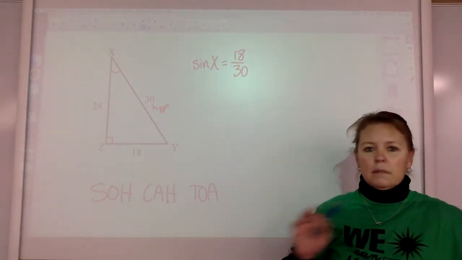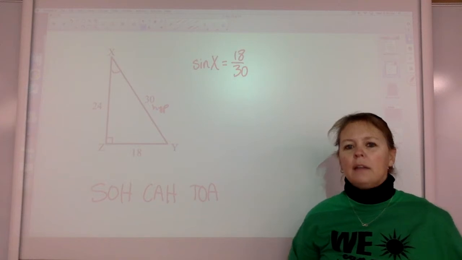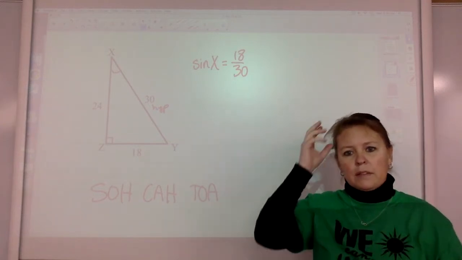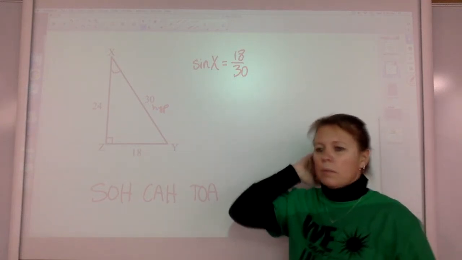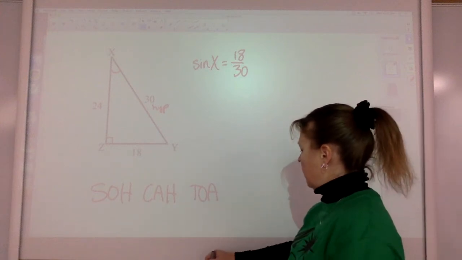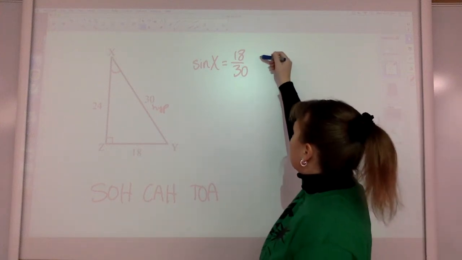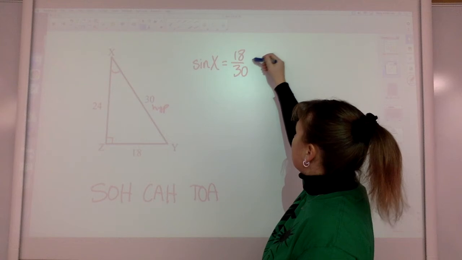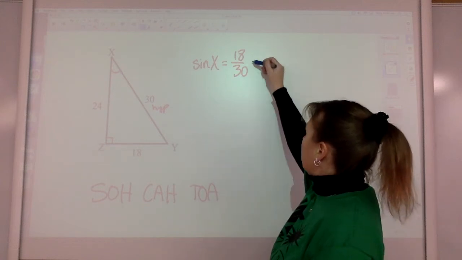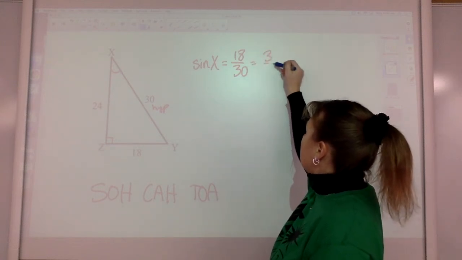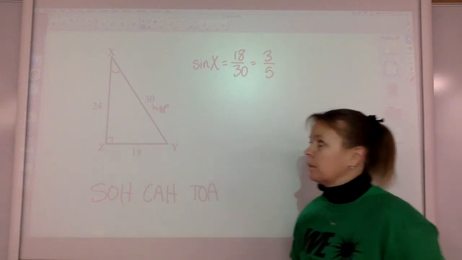Should we reduce that? Yes. For the rest of your life, reduce that. Please reduce it. They're both divisible by 6. Reduce it down to 3/5. Keep it red. So the sine of x equals 3/5.